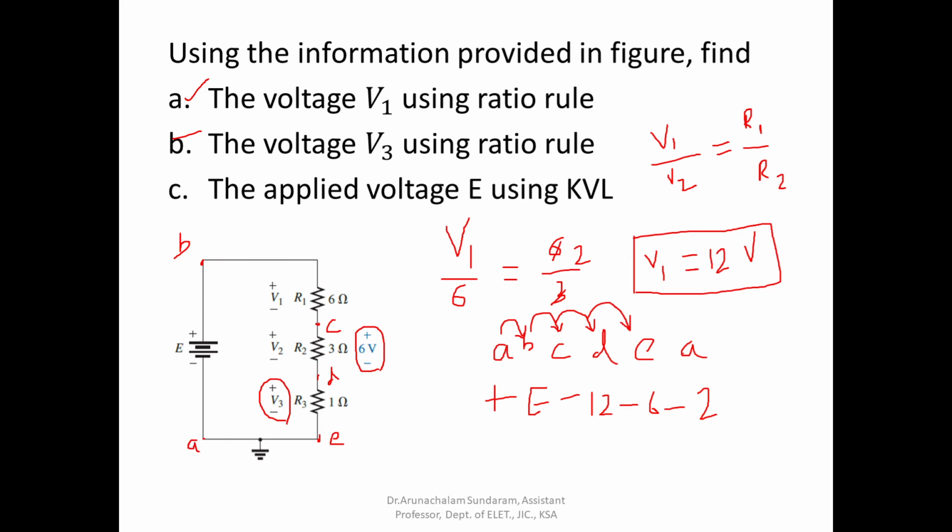Go from E to A. If you go from E to A, there is nothing, so you need not do anything. It is equal to 0. So 12 plus 6, 18, plus 2, 20. Take this minus 20 to the other side. E is equal to 20. So the source voltage is equal to 20 volts. So this is how you solve the question. I taught you how to solve it. Now we have answered question number C. So this is 20 volts.